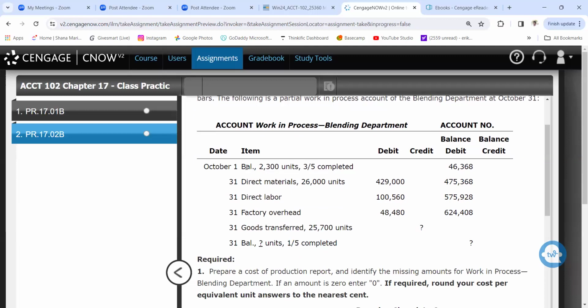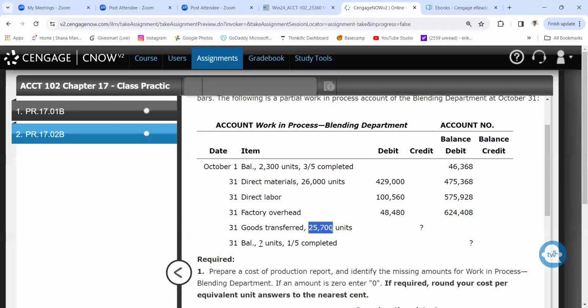So on October 1st, their beginning WIP was 2,300 units, and they were 3/5 completed. Then they had DM of 26,000 units, and here is the cost, 429,000. This is the balance. That's not the cost. The cost that was added in was this. And this is just our balance because of our debits and credits. Direct labor had a debit of 100,560. Factory overhead here. Goods transferred was 25,700.